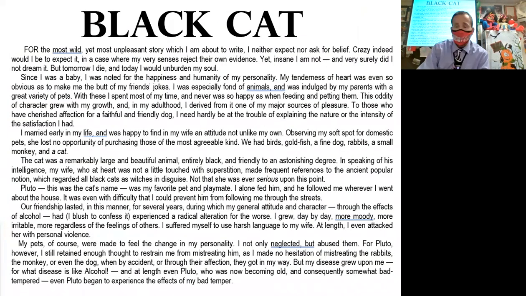All right. Then, let's see, we got into the beginning of Black Cat. Do we know the main character's name? No. What do we know at the beginning of the story? How does he describe himself personality-wise? Nicely done. He's an animal lover, and he's friendly. And, oh, he's married. How does his wife feel about animals? They're chill.